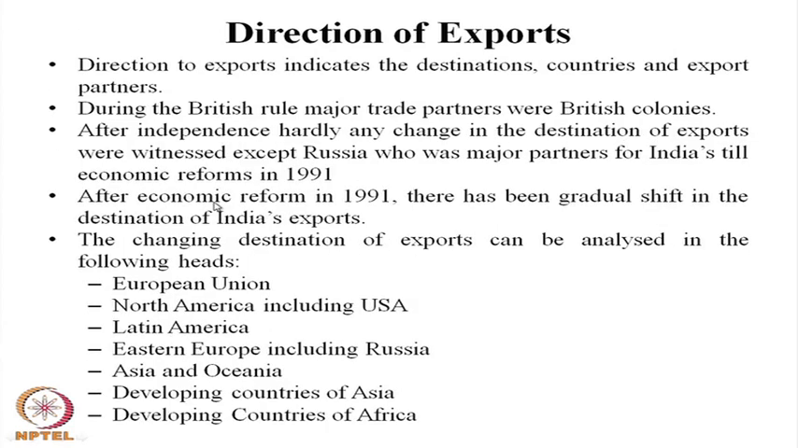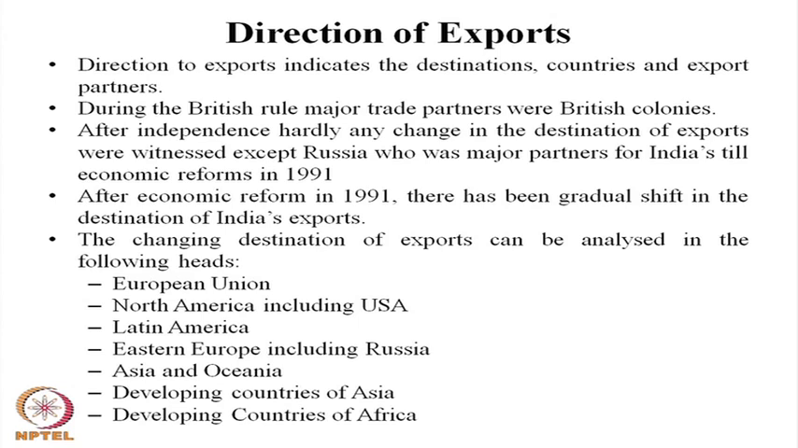These are the patterns of export, but what is the direction of export? By direction we primarily mean the destination of export: the countries and zones where we are exporting, who the partners of our export are. During British rule, the major trade partners were British colonies. After independence, hardly any change in the destination of exports was witnessed, because the same major share of our revenue came from the European Union. Similarly, after economic reform there has been a significant change in export composition, but whether there has been a significant change in export destination is what we have to look into.